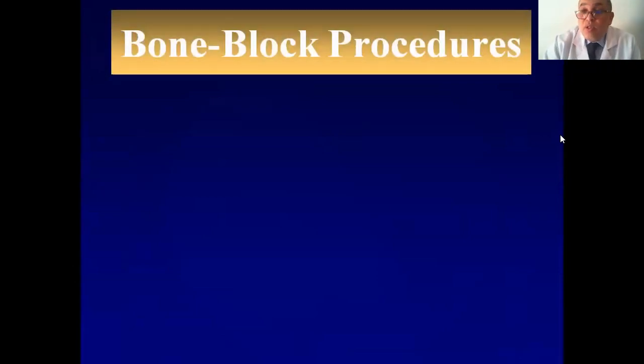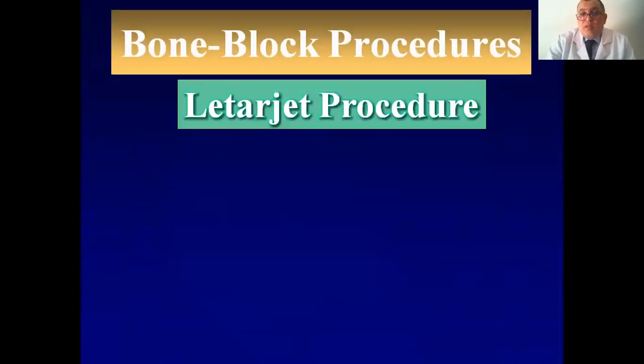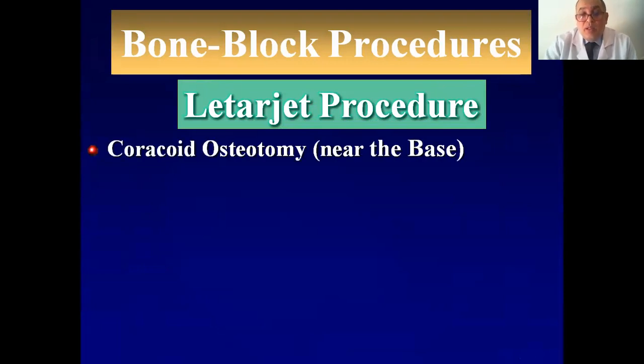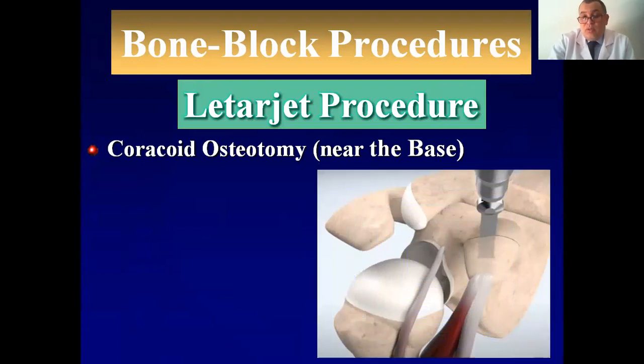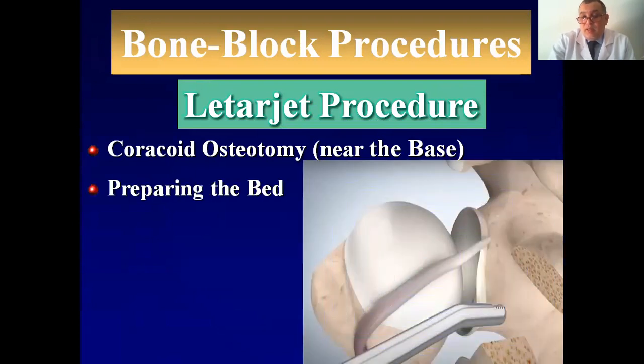Bone block procedures. The French are now popularizing the most popular of which is the Latarjet procedure, which was first described in the early 50s of the last century. Now it is reviving this procedure. We first perform a coracoid osteotomy near the base to have a big chunk of the coracoid with the conjoint tendon. Then we prepare the bed by decortication, thus reaching a fresh bleeding raw area for better healing of our graft later on.